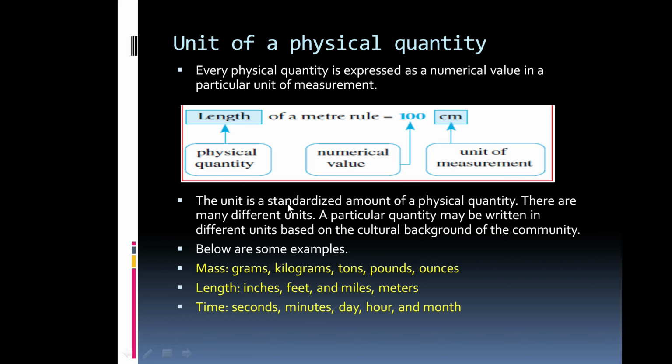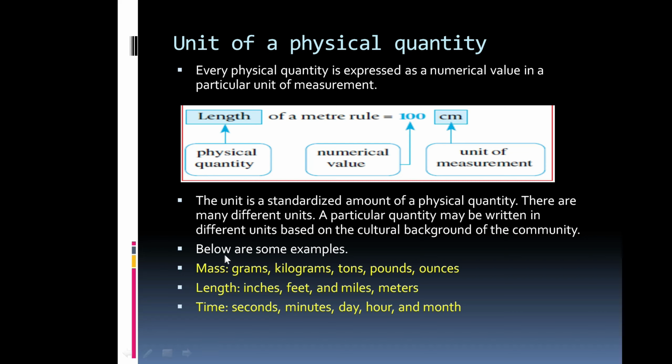So the unit is a standardized amount of a physical quantity, and there are many different units. A particular quantity may be written in different units based on the cultural background of the community. You all know that, for the measurement of length we are using our hands, and for the measurement of time we are using shadows, just the position of the sun. All these are based on the cultural background of the community.